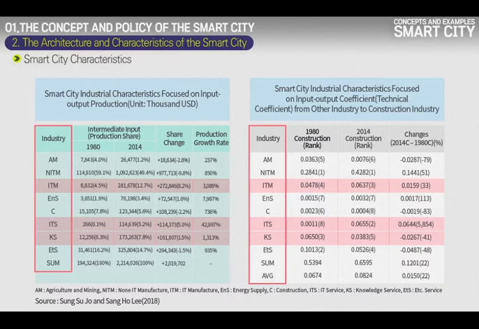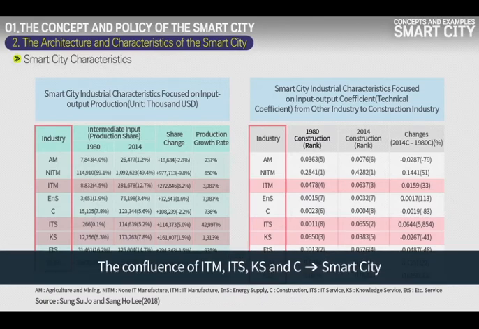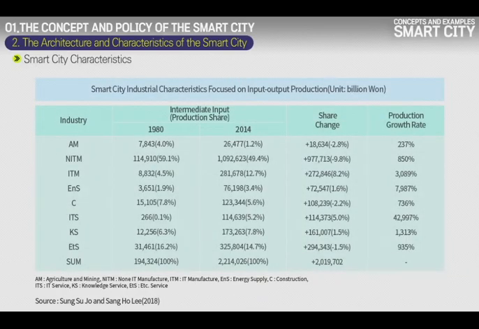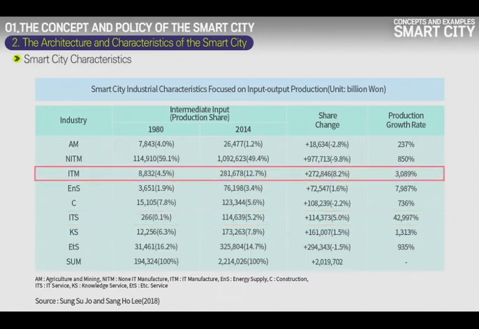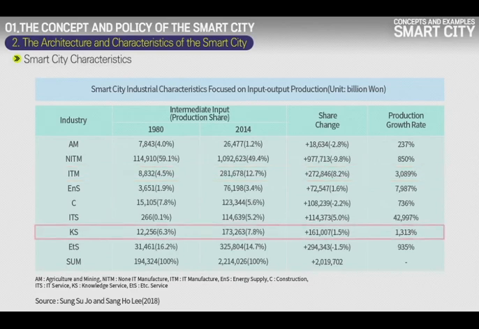When these industries are added to the construction industry, the construction becomes smart. In other words, the confluence of ITM, ITS, KS, and C can be seen as necessary for a smart city. This table shows the changes in the output of each industry. ITS production has increased 420 times from 1980 to 2014, and ITM increased by 31 times, and KS increased by 14 times.